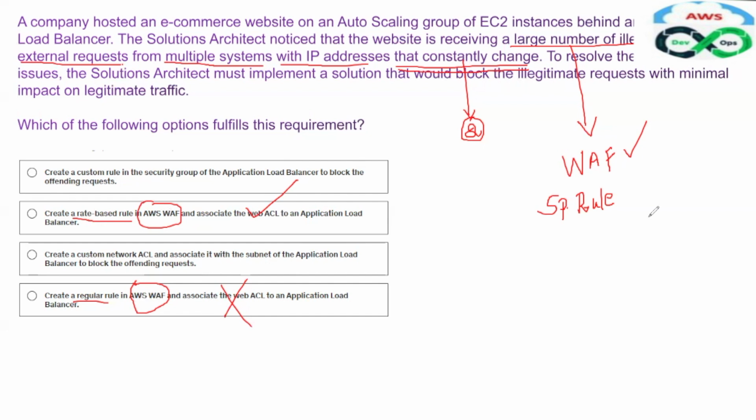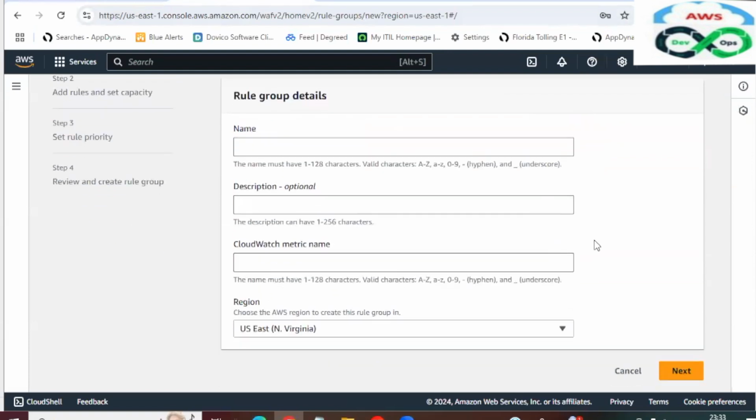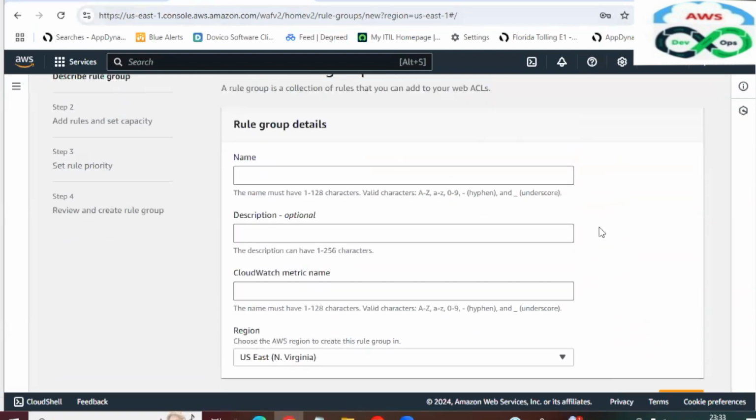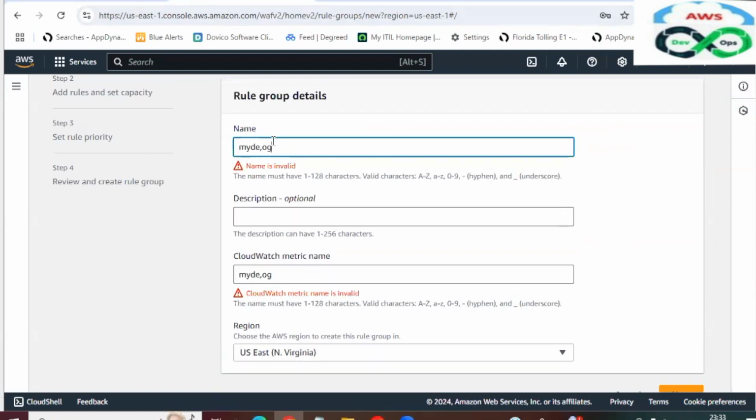Okay. So now what are these rate-based rules? Let me just show you that in the console. So if I go to this rule group, when I'm creating a rule group in WAF, let me try to name this group as my demo rule group.